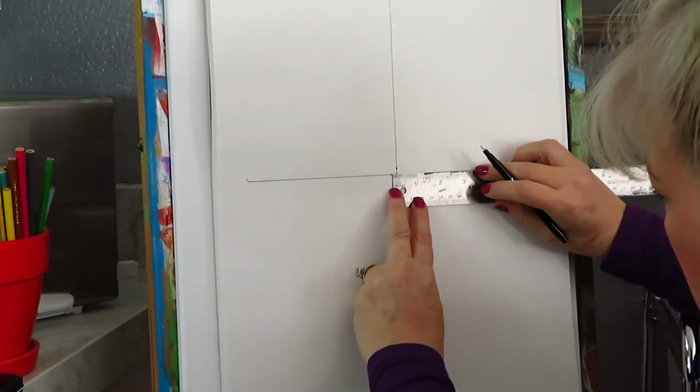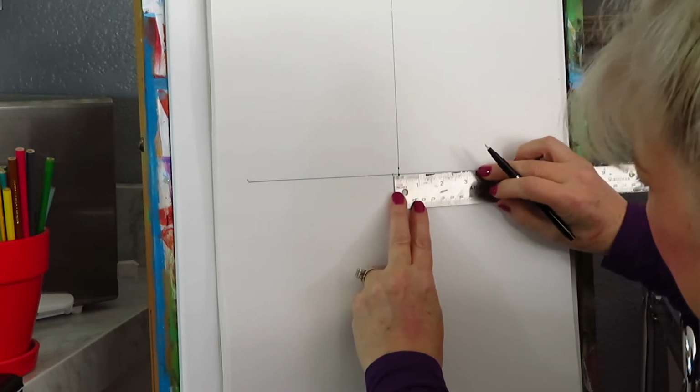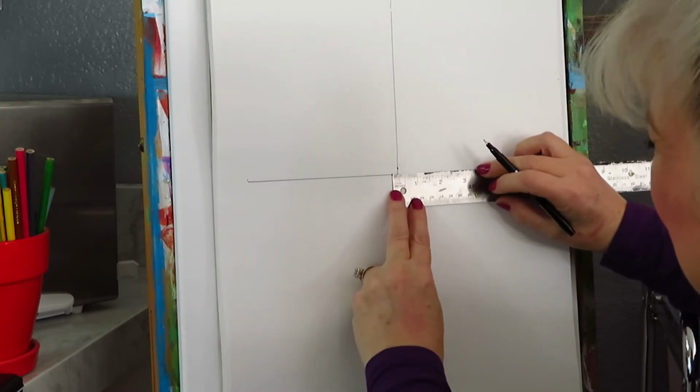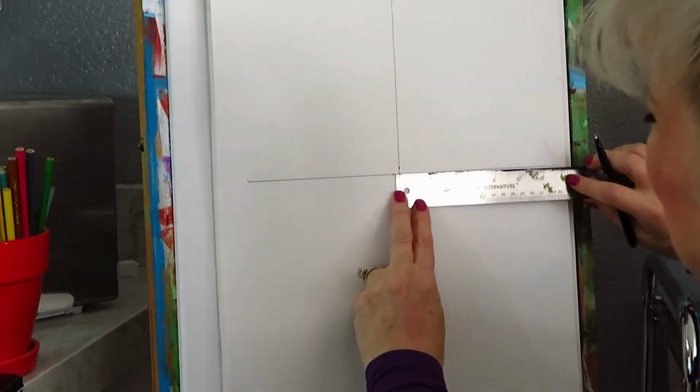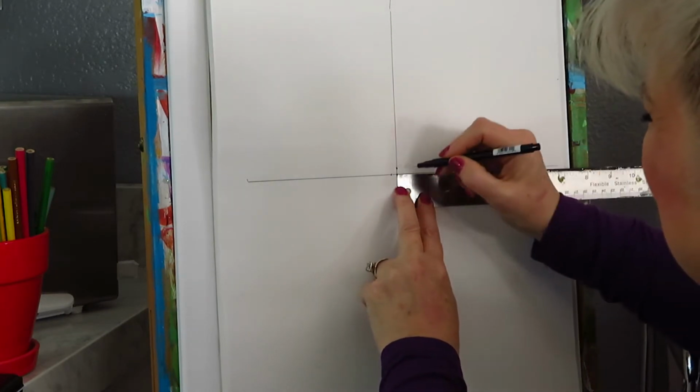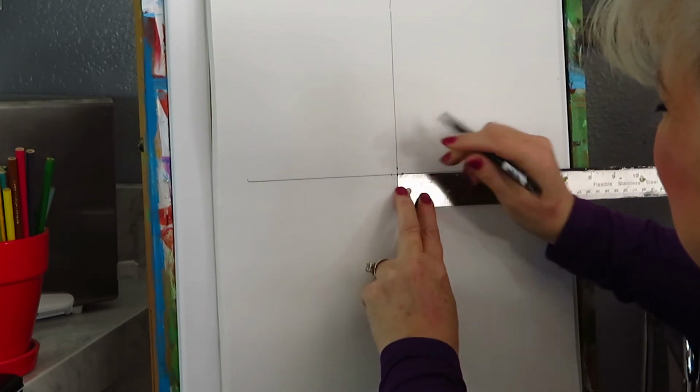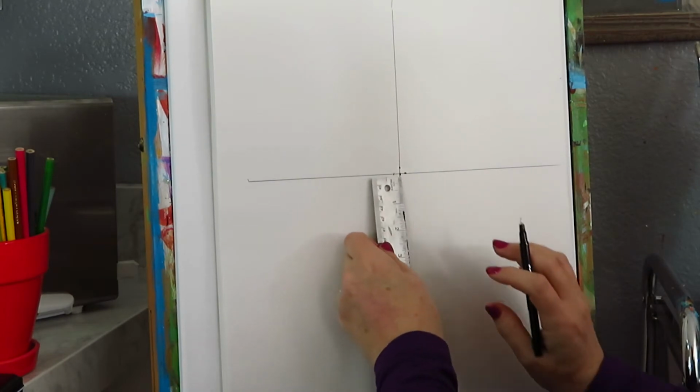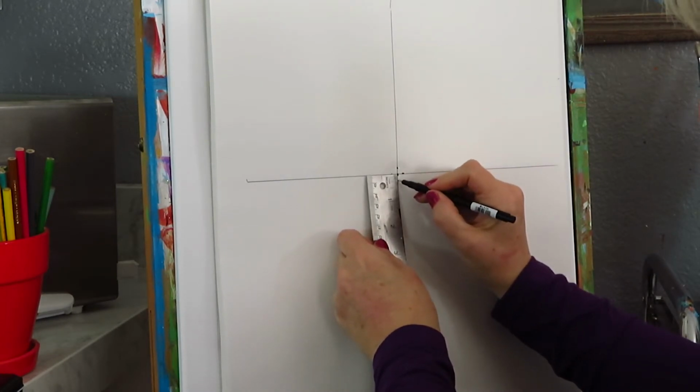Let me see if I can see this. My ruler is metal, so it's really difficult for me to see. So maybe that's a little better for me to see. There we go. I'm blind as a bat too. There we go. Now I can see it a little better.